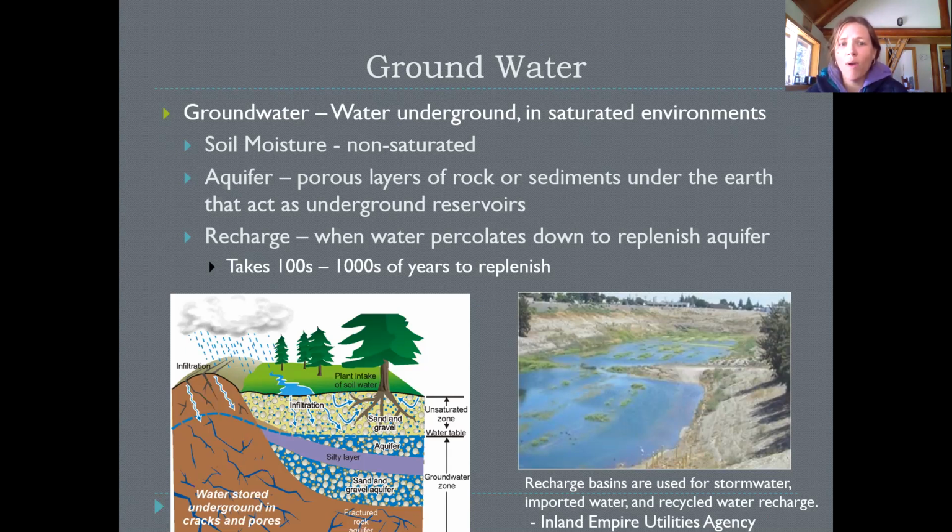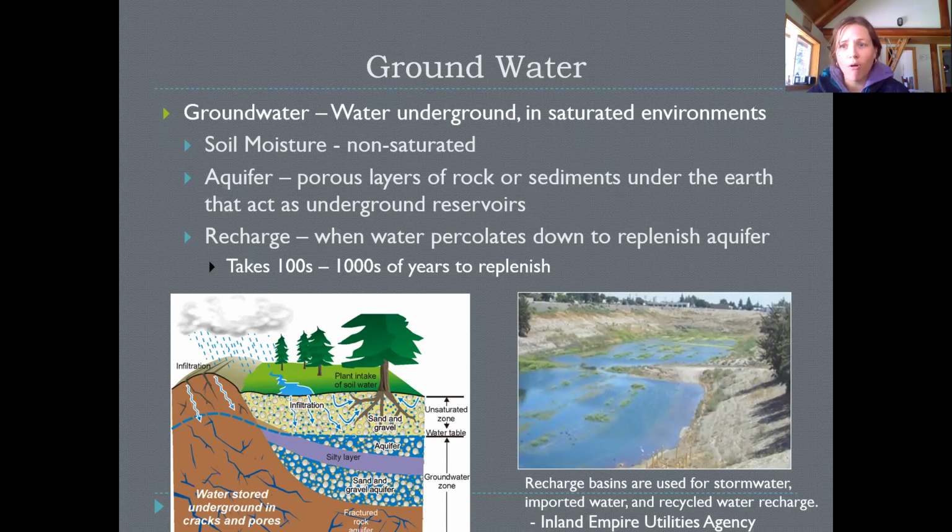And if we go in and pump water out of the ground using things like wells, then we want to make sure that we're recharging, that we're adding water back down to the aquifer so that it's there for us in the future as well as just today. And we call that process recharging an aquifer.